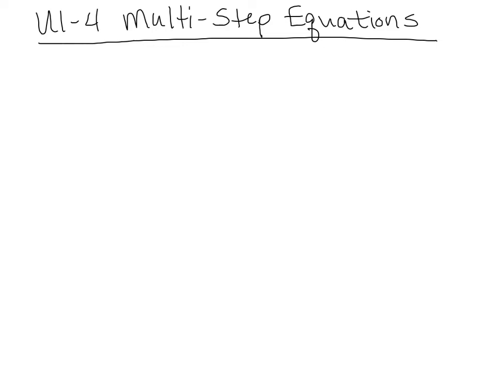So this video is going to cover solving multi-step equations, and this is Unit 1, Skill 4. And I'll show these with 4 examples. The first one is negative 15n minus 20 equals negative 80.